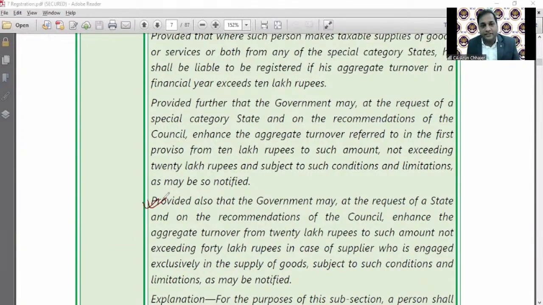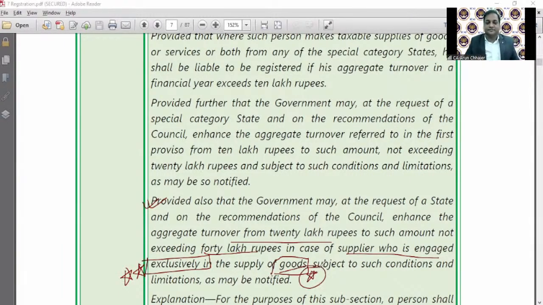Now the second proviso. At the request of the state, the aggregate turnover can be enhanced from 20 to 40 in case of a supplier who is engaged exclusively in the supply of goods. If I am exclusively engaged in the supply of goods, then the limit would not be 20, it would be 40 lakhs.